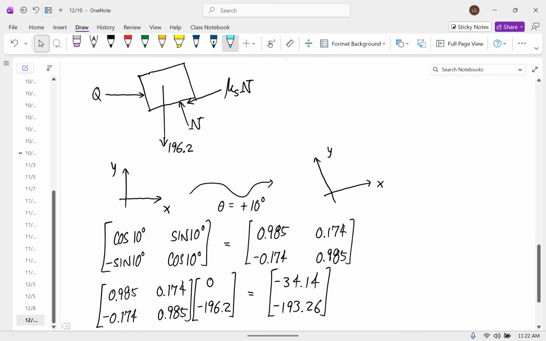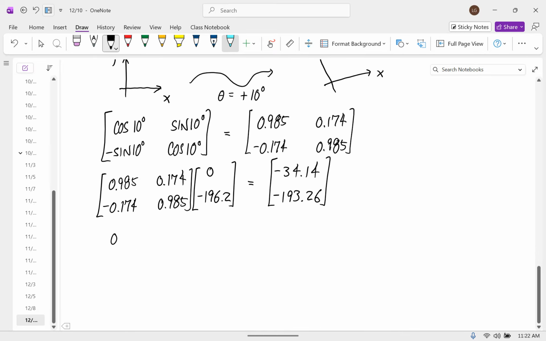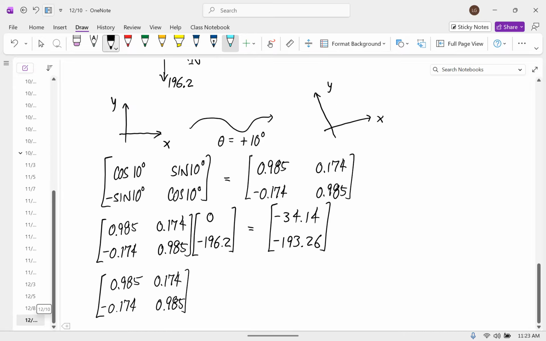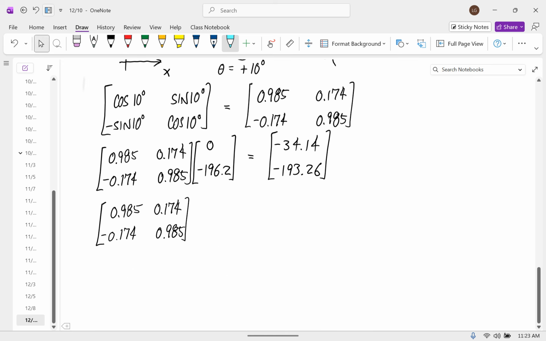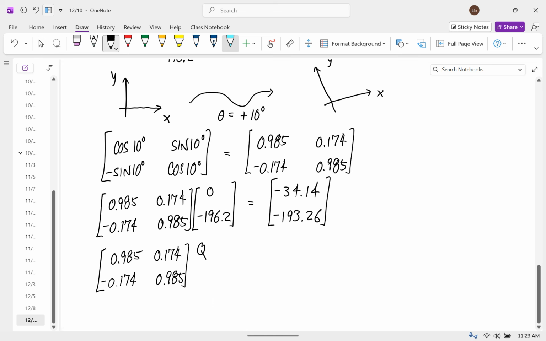And then I'll do the same thing with that force Q. So 0.985, 0.174, negative 0.174, 0.985. In the original unrotated coordinate system, that Q vector is just Q0. So this comes out to be 0.985 Q, negative 0.174 Q.